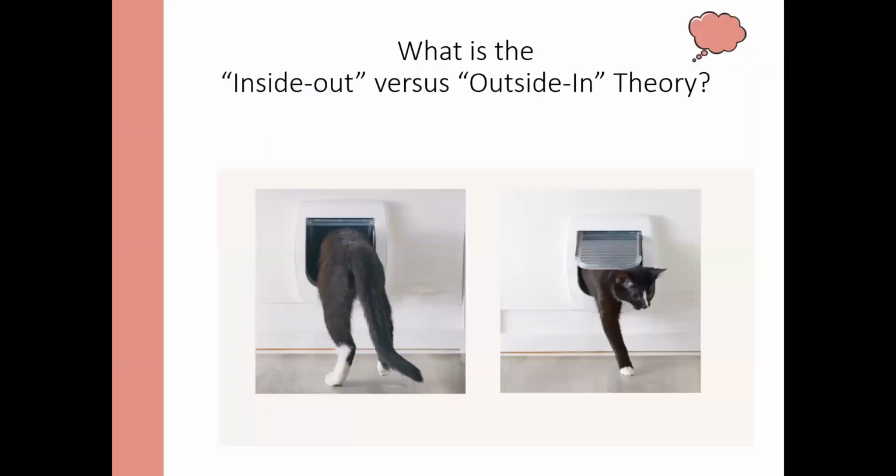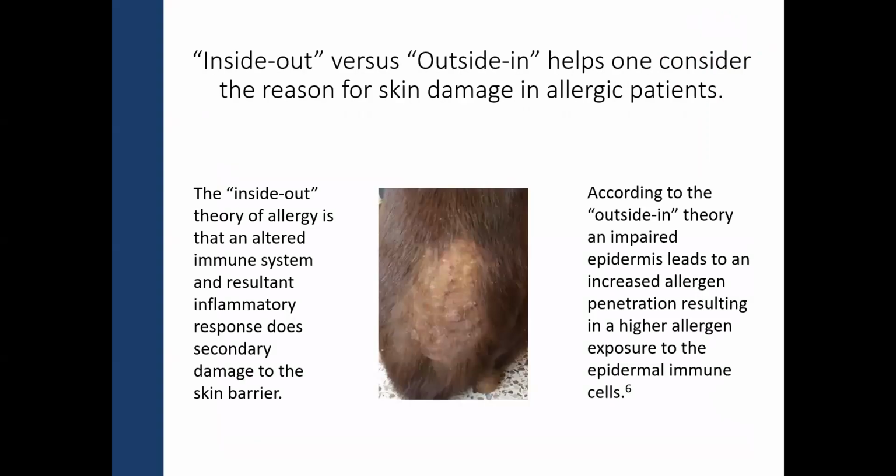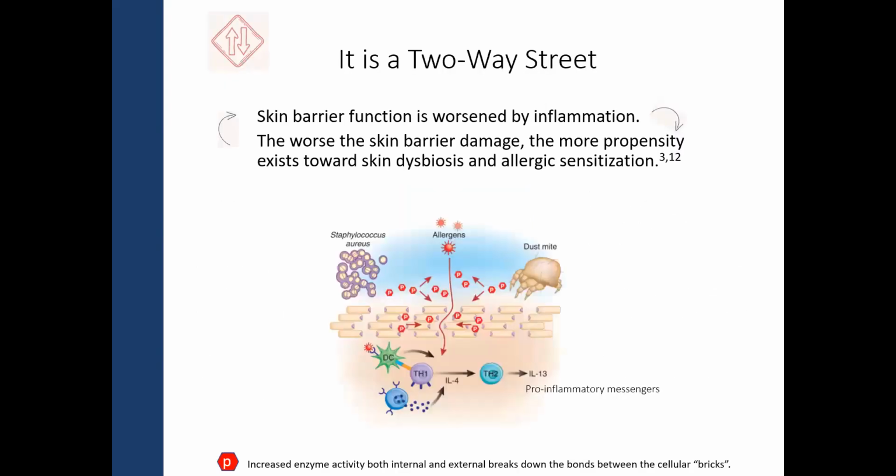What is the inside out versus outside in theory? Inside out and outside in helps one consider the reason for skin damage in allergic patients. The inside out theory of allergy is that an altered immune system and resultant inflammatory response does secondary damage to the skin barrier. The outside in theory shows an impaired epidermis leads to an increased allergen penetration, resulting in a higher allergen exposure to the epidermal immune cells. Really, it's a two-way street.